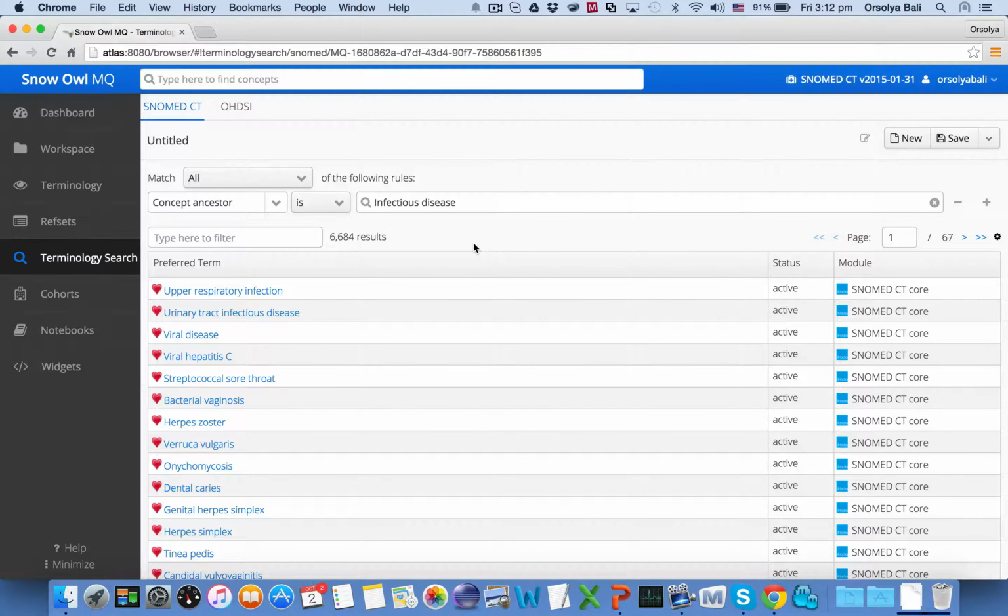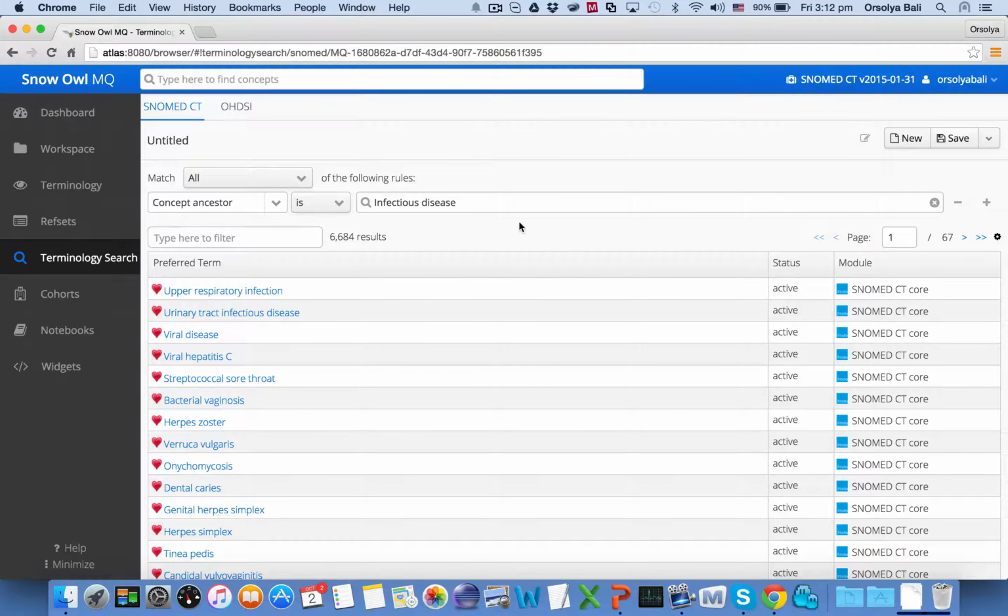Over 6,000 infectious diseases are recorded in SNOMED CT. However, they're all classified under this infectious disease node. Possibly, they're classified under other nodes too. For example, this upper respiratory infection is probably not only a subtype of infectious disease, but it is also a subtype of respiratory diseases. So it's an intersection of that too.